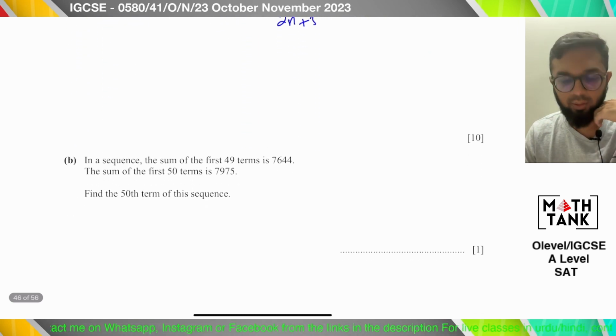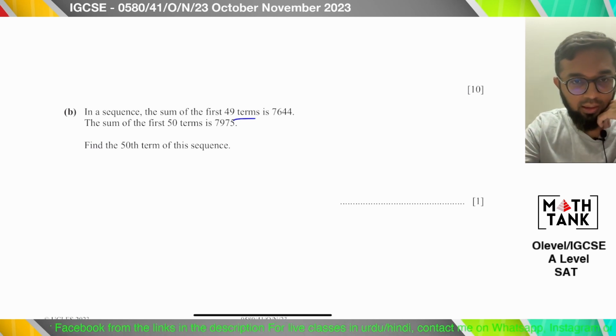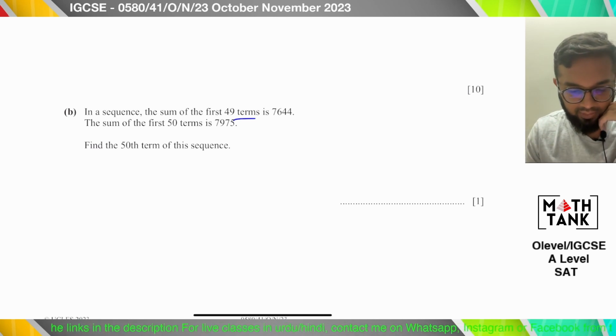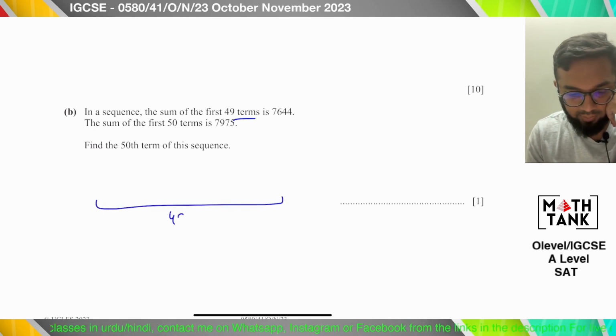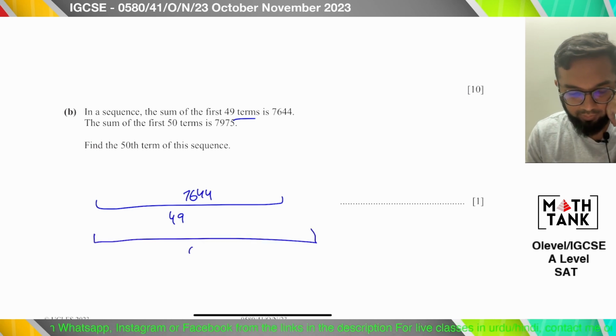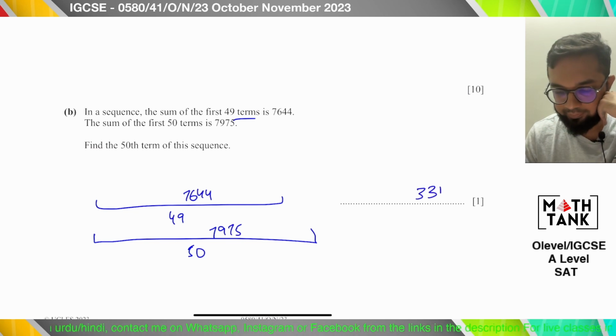10 marks. Lots of marks. In a sequence, the sum of the first 49 terms is 7644. The sum of the first 50 terms is 7975. So the 50th term should have been what? Just a subtraction of the two. 331.